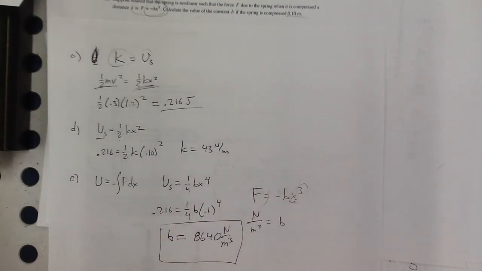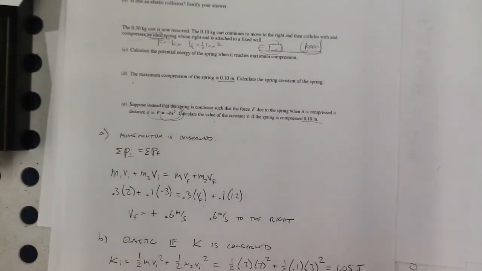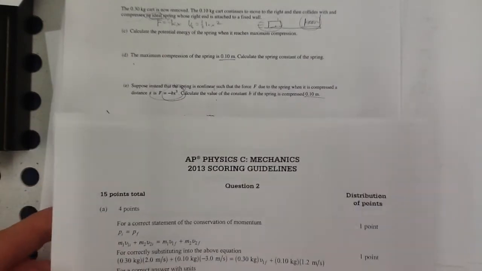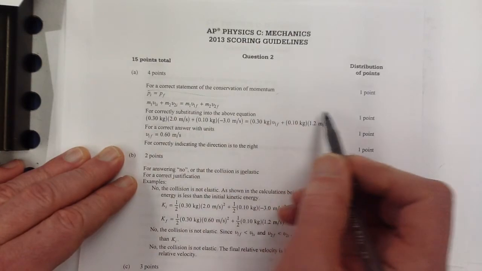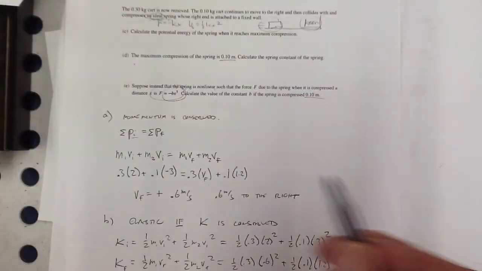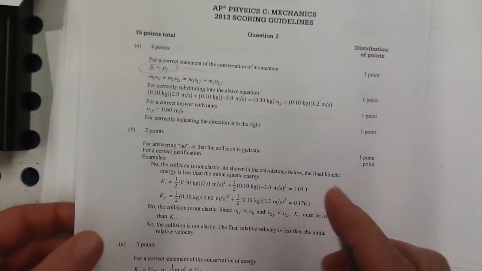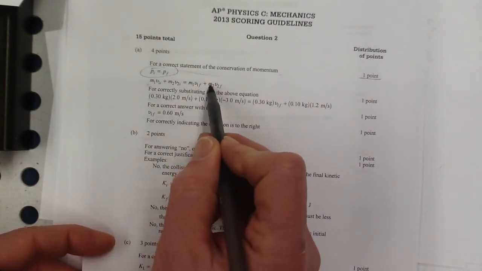All right, I got the scoring guidelines here. Let's see how we did. And you can see how they distributed the points and what they thought was important. So first one, you want a correct statement of conservation of momentum. That could be the equation. Say momentum is conserved. I don't know if they would count that as that statement or not. So that's where the 1 point is, not for this.